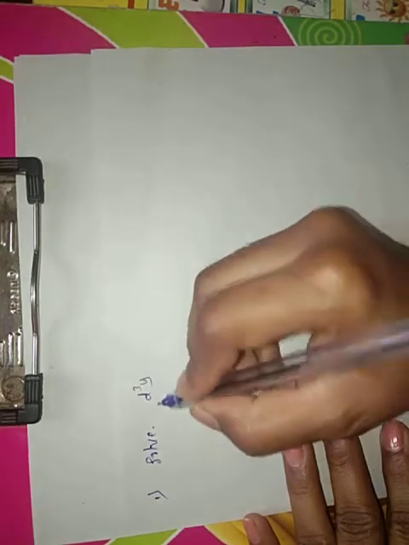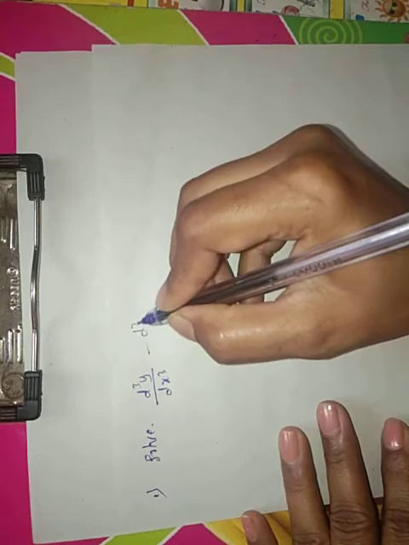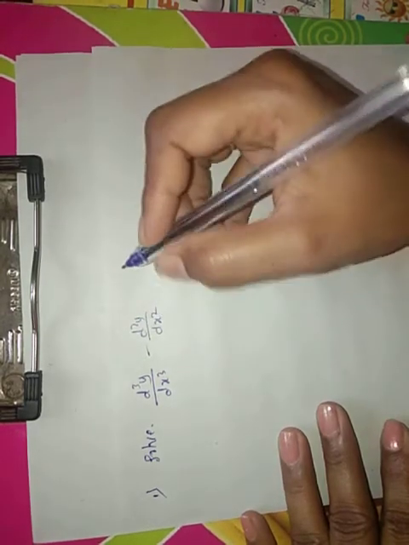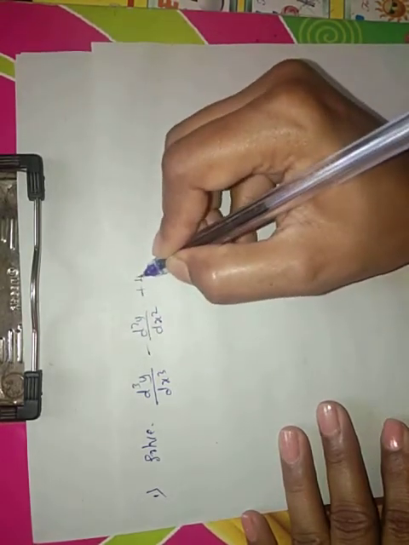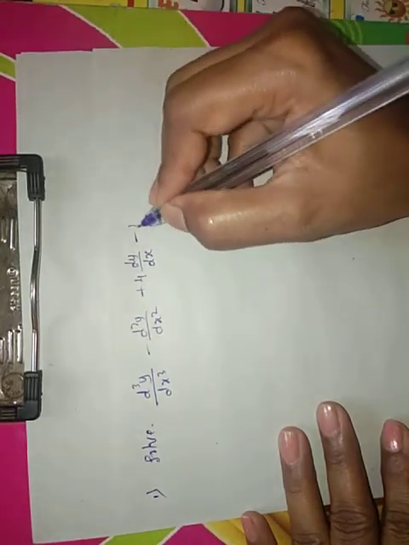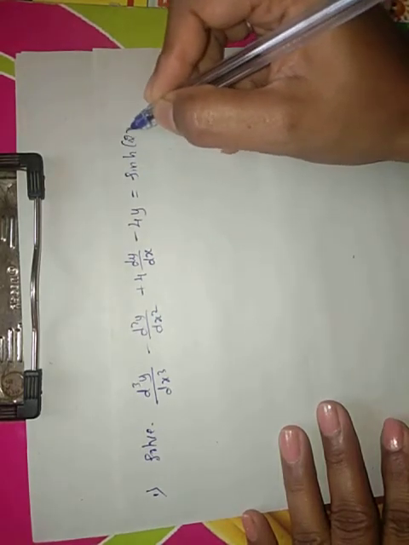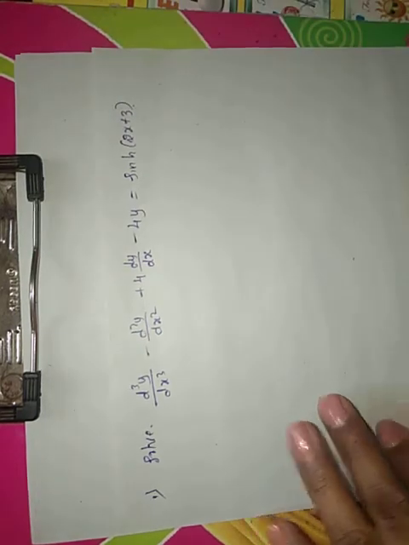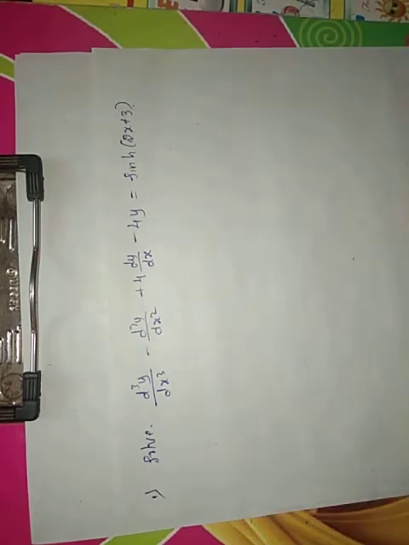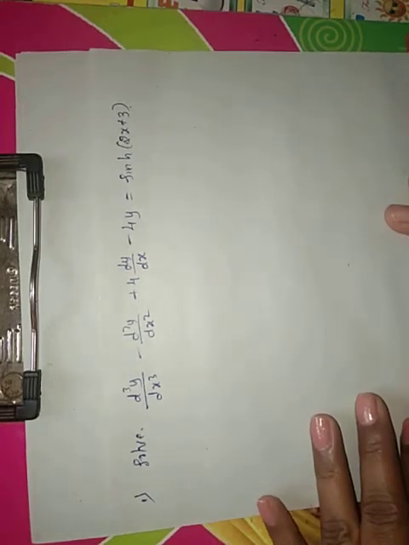d cube y by dx cube minus d square y by dx square plus 4 dy by dx minus 4y equal to sinh of 2x plus 3. So we have to solve this equation now.